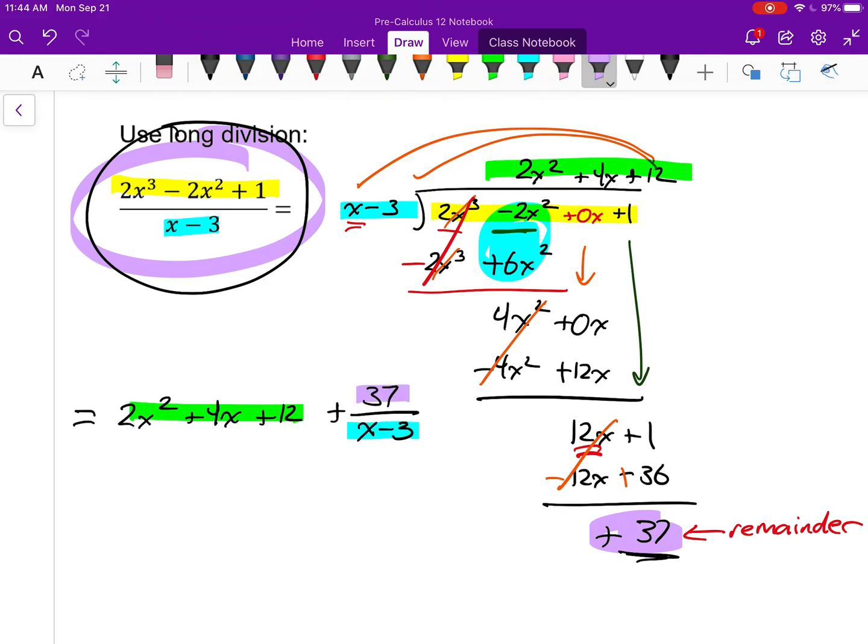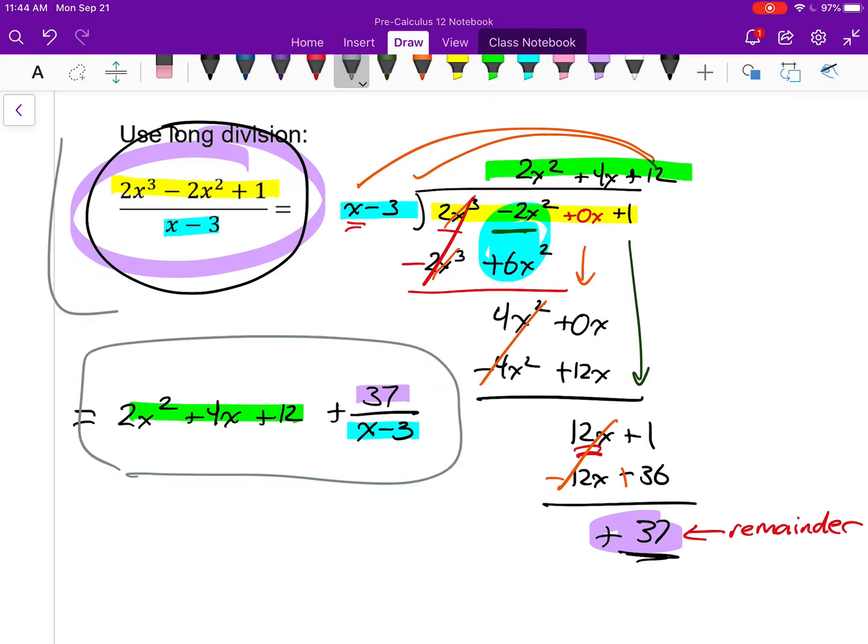Now, if my remainder was 0, if I had no remainder, then this term here wouldn't exist, and my answer would be a nice clean division. There would be just a quotient. But there was a remainder, and so my remainder, again, doesn't mean plus 37 extra. It's 37 over whatever I'm dividing by. And this here and this here are equivalent.